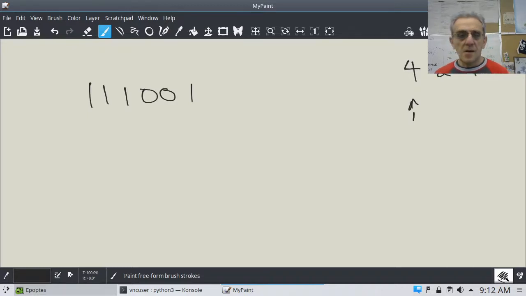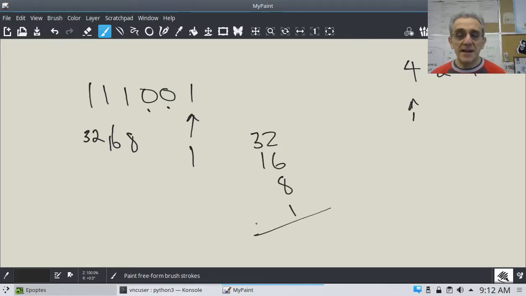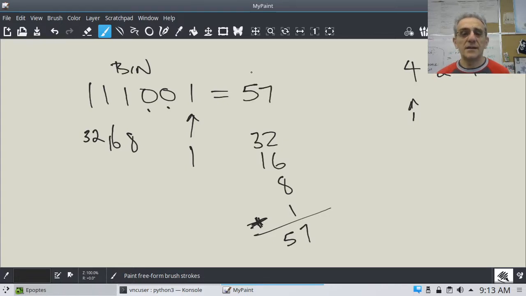Okay, so let's try it here. So this represents the one location. This is 2, 4, 8, 16, and then doubling 16 would give me 32. So I have to go 32 plus 16 plus 8 plus 1, and that should give me, when I add them up, 57. So hope you got that. So that binary number is equal to 57 in the decimal.